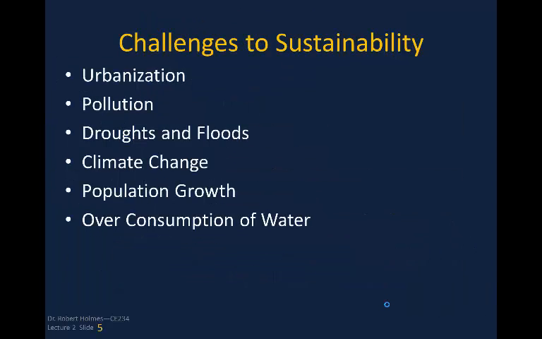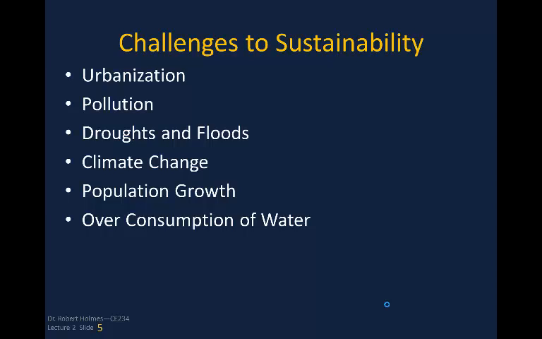If we look at the challenges to sustainability, obviously urbanization is a big challenge. Pollution that goes along with that urbanization at times. We have droughts and floods, either too little or too much water. We have the impacts of climate change. If a climate is changing over time and we've designed for a particular type of annual rainfall, but then the climate changes, either gets drier or wetter, we have to accommodate for that.